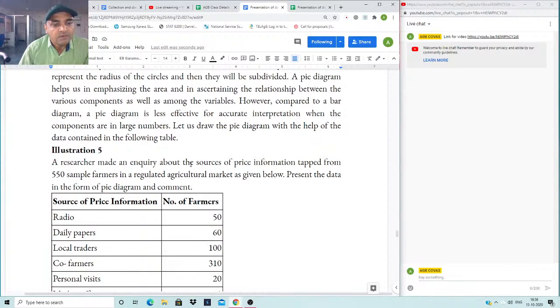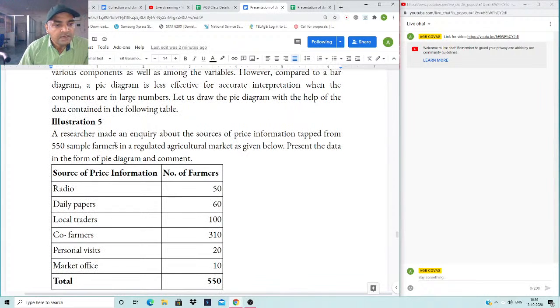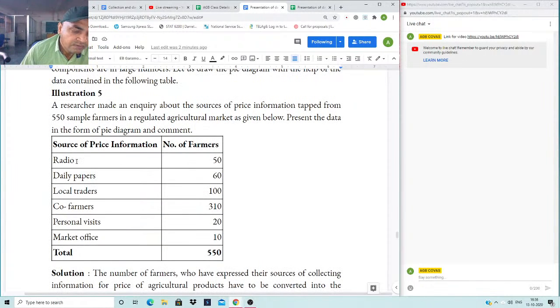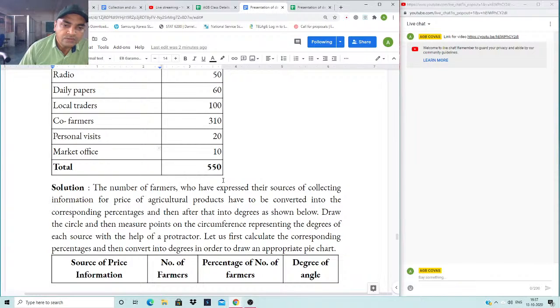A researcher made an inquiry about the source of price information from 550 sample farmers in a regulated agriculture market, as given below. Present the data in the form of a pie diagram and comment. They asked the farmers from where they got the source of price information. 50 farmers said radio, some said daily papers, then 100 from local traders, 310 from co-farmers, 20 from personal visits, and 10 from the market office. So it constituted almost 550.